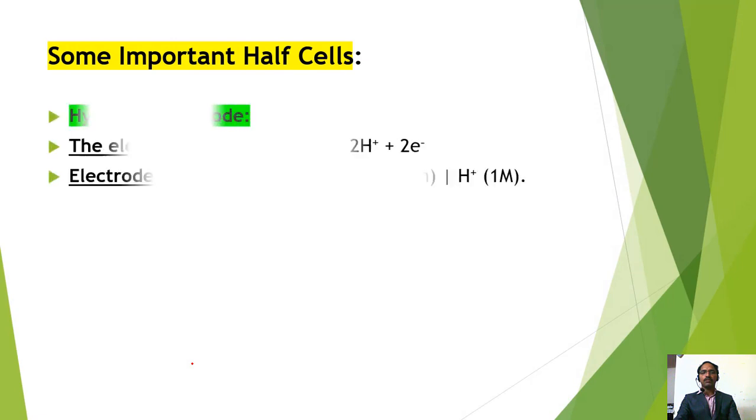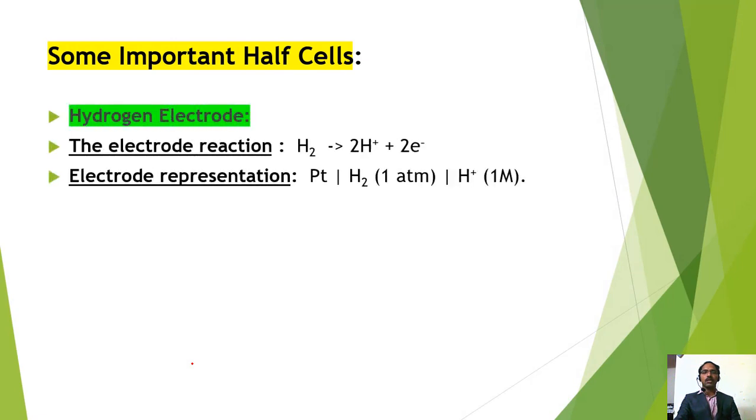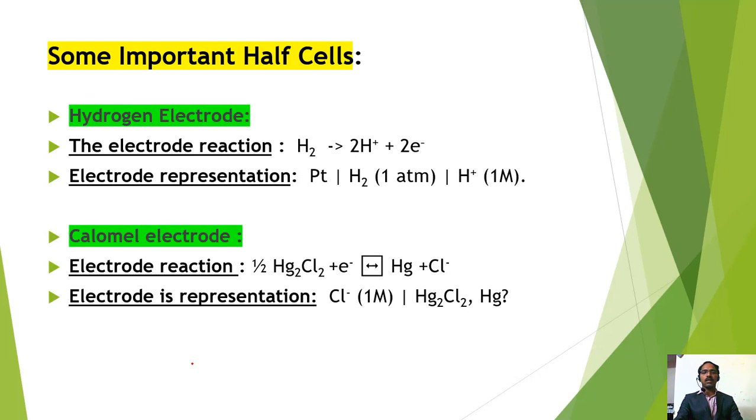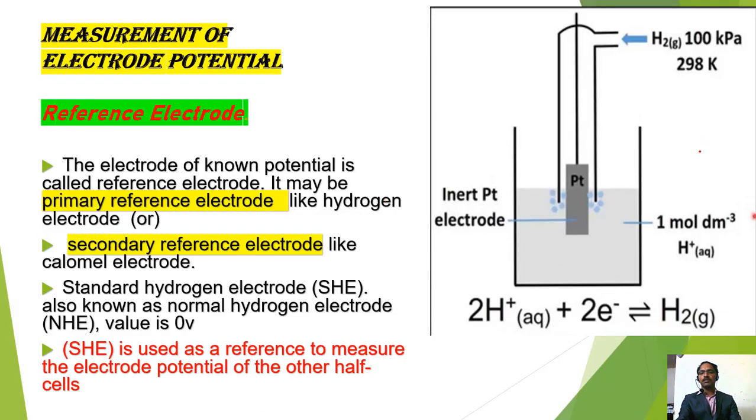Some important half cells are the hydrogen electrode as well as the calomel electrode. In this hydrogen electrode, what we are taking is a gas actually, so that's why we are taking a platinum rod. On the platinum rod, hydrogen is adsorbed. You have already seen that figure. The platinum rod is dipped in the HCl solution.